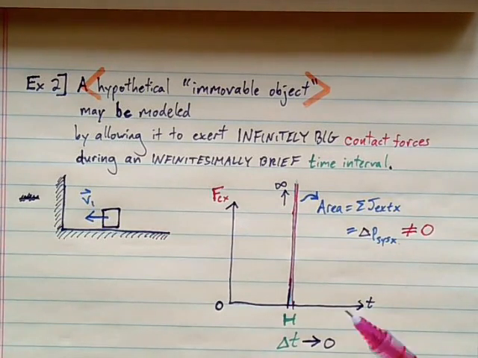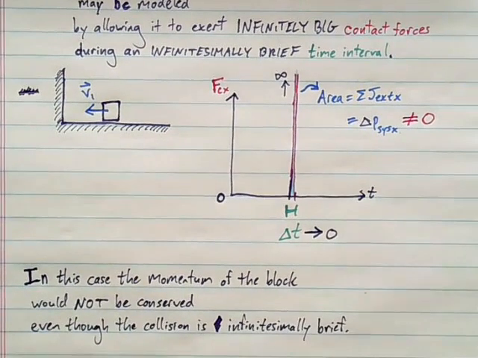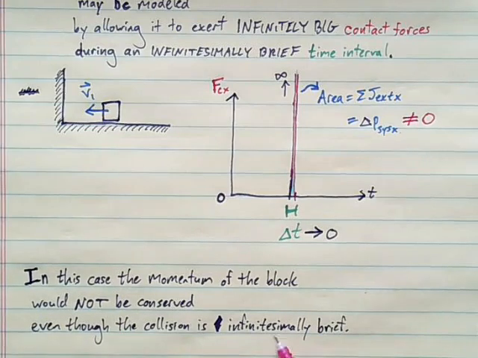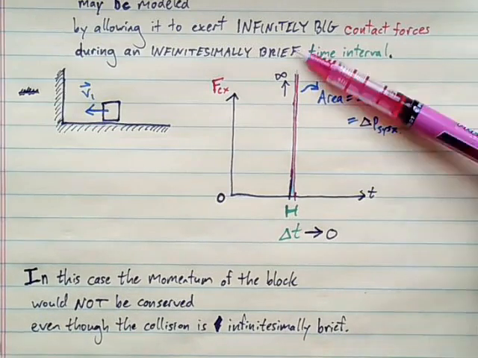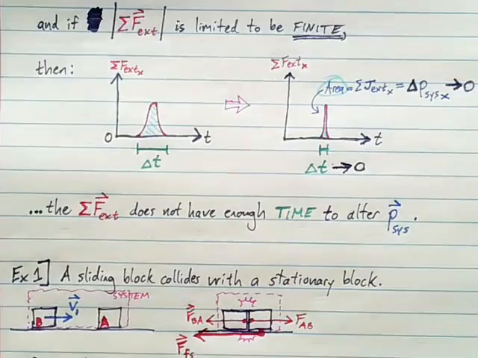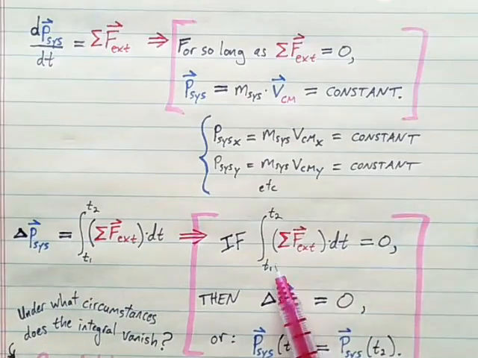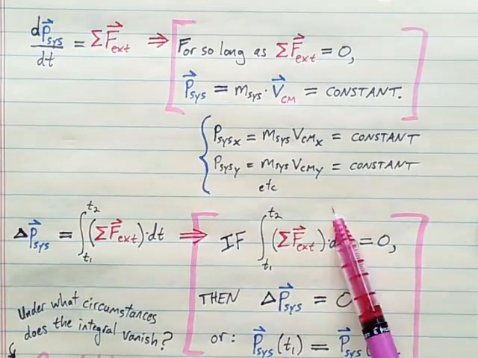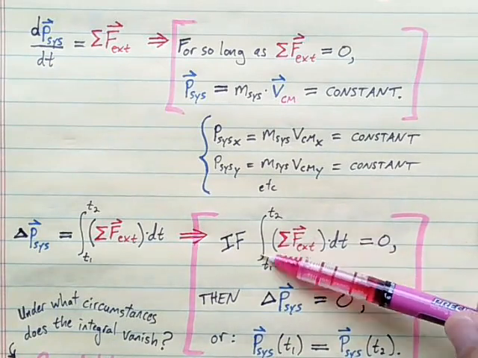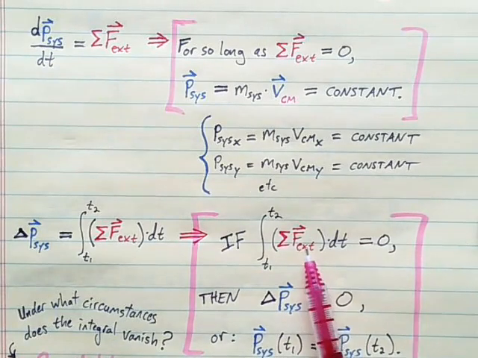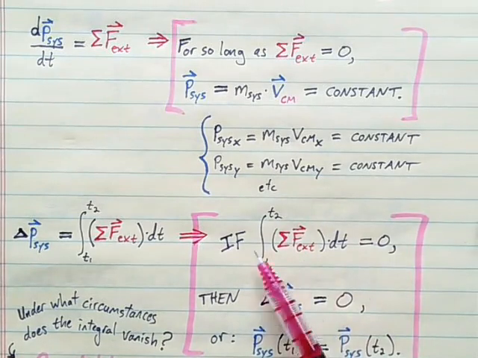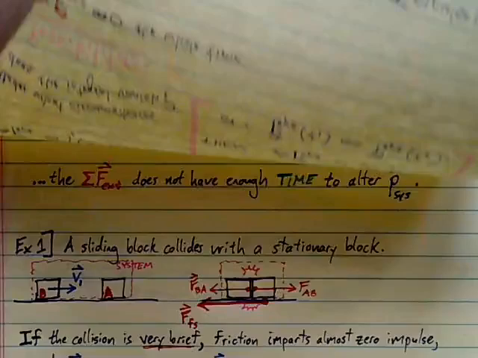And I'm saying that in this case, the momentum of the block would not be conserved, even though the collision is infinitesimally brief. So in this case, this integral does not vanish. Even though delta t is very short, our integrand here gets very big, so this does not vanish, and our momentum is not conserved.